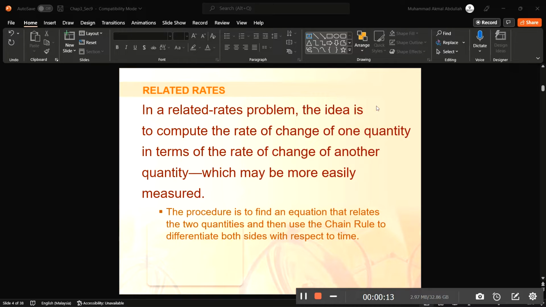2020619788. Today I would like to explain application of differentiation in a related rate. In a related rate problem, the idea is to compute the rate of change of one quantity in terms of the rate of change of another quantity, which may be more easily measured. The procedure is to find an equation that relates the two quantities and then use the chain rule to differentiate both sides with respect to time.